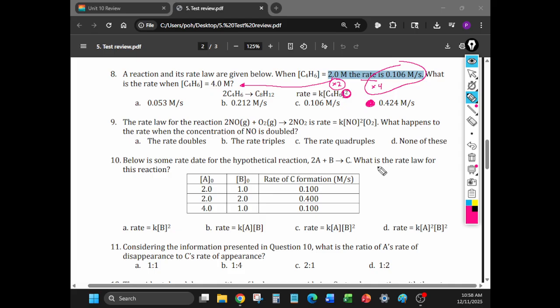All right, let's go to number 9. Number 9, it gives us the rate law right here, and the equation, and it's asking what happens to the rate when just NO is doubled. Now, this is pretty simple because we just need to look at NO. If you look at NO, what order is NO? It is second order. So if we double NO, what's going to happen to the rate? Quadruples. Yeah, so C. Okay, so super simple. It's pretty much the same concept as number 8, just kind of packaged a little bit differently.